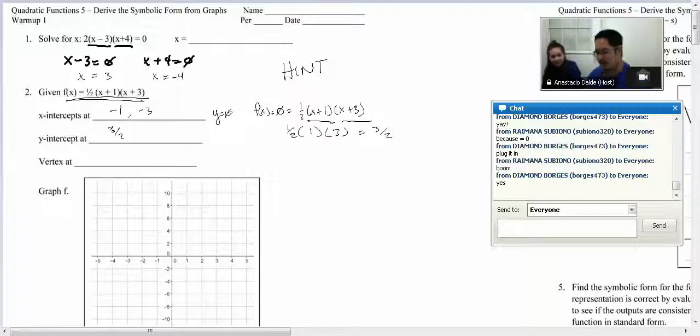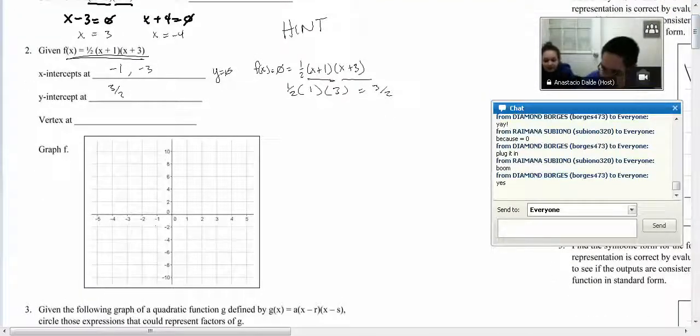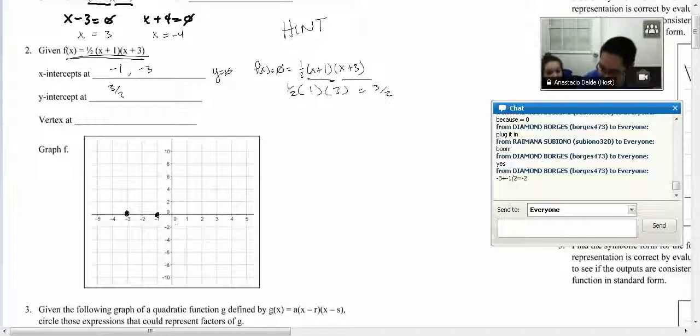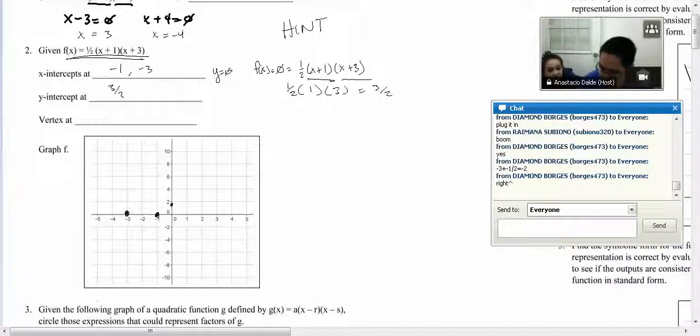Alright, I'll tell you what. We did this so far. So far we found that the parabola crosses at -3 and -1. Cool? Those 2 points. We also know that the parabola crosses at 3 halves, which is right about here. How do I find where the axis of symmetry for this parabola is?